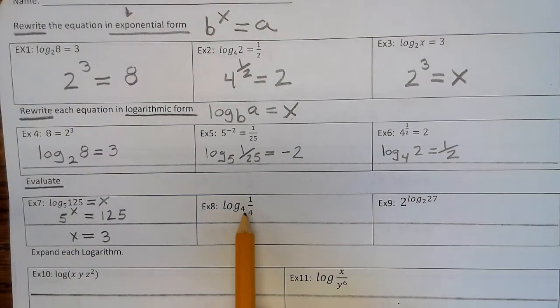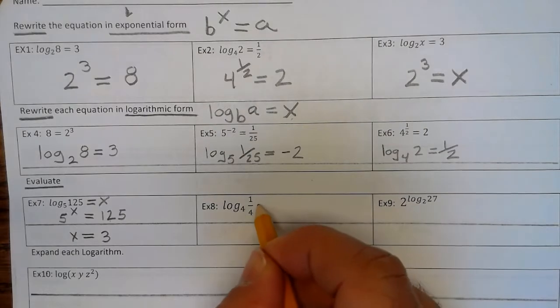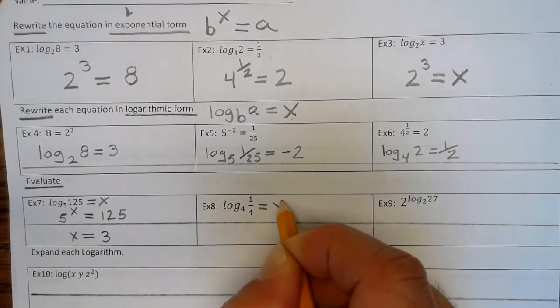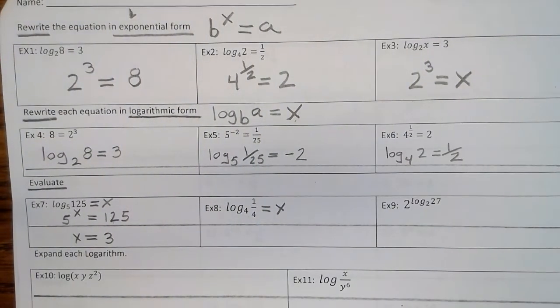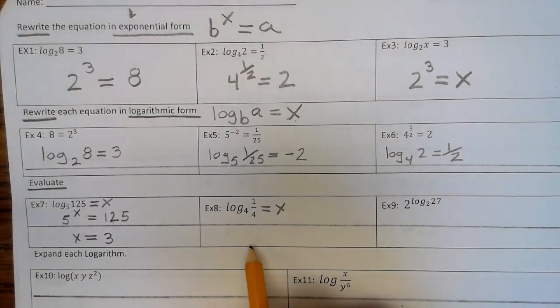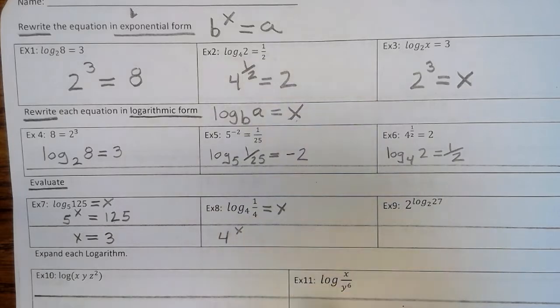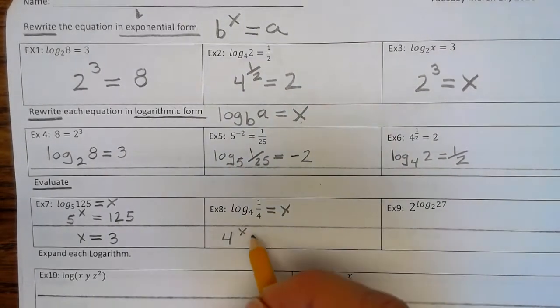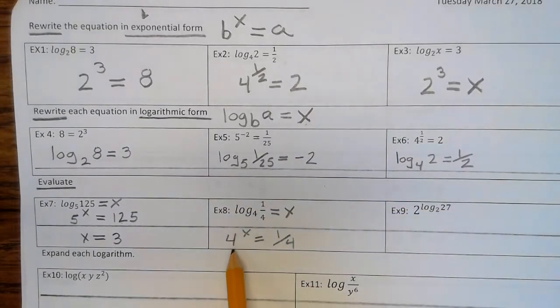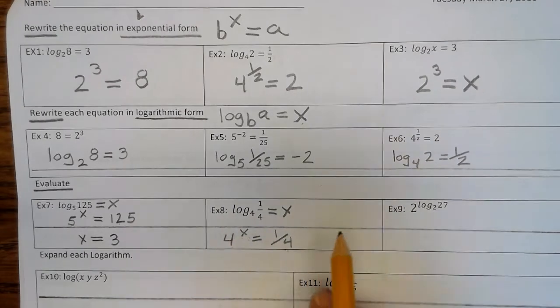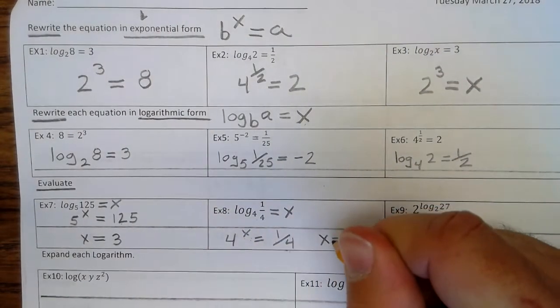And so the same thing here. We're going to convert this to exponential to understand what we're missing. So we're going to say it's equal to x. So we know that 4 to the x equals 1/4. So you ask yourself, well, what do you raise 4 by to give you 1/4? Well, in order to get 4 into the denominator, it has to be a negative exponent, and 4 to the 1 power is 4. So x equals -1.